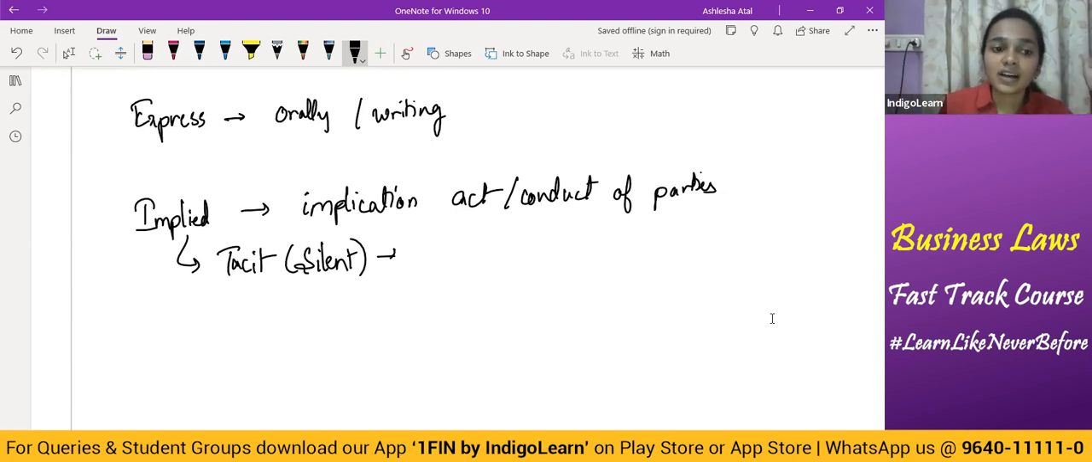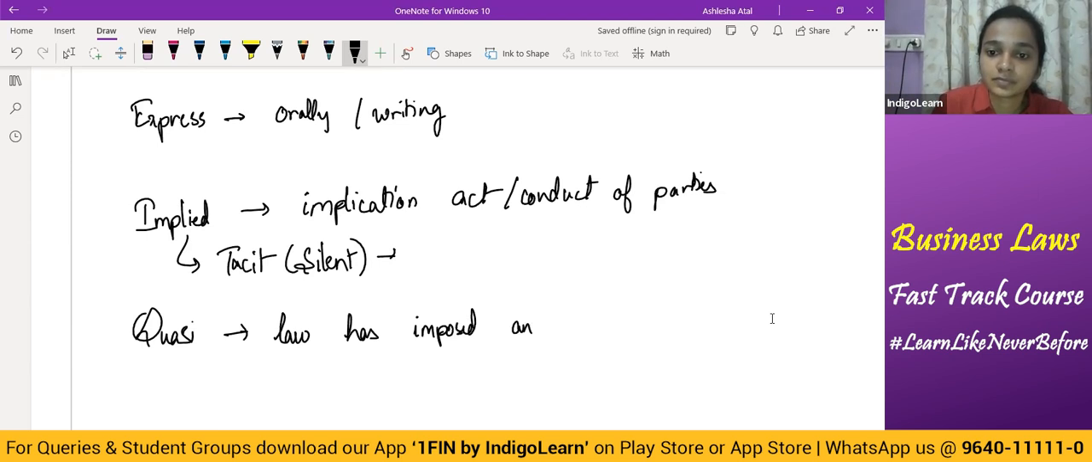Now, apart from it, another type of contract is a quasi contract. Now, this is a contract which is not actually a contract. The essential elements of a contract are not present here. There's no offer, there's no acceptance, there's nothing. But still we call it a contract because law has imposed an obligation here. Quasi contract comes into existence because law has imposed an obligation. Now, what does this mean? Law imposing an obligation. What does this mean?